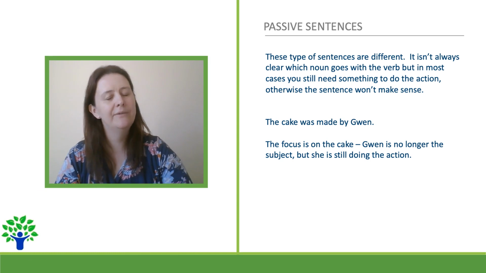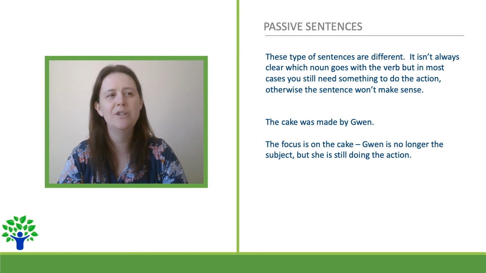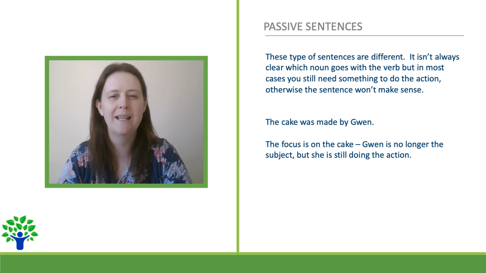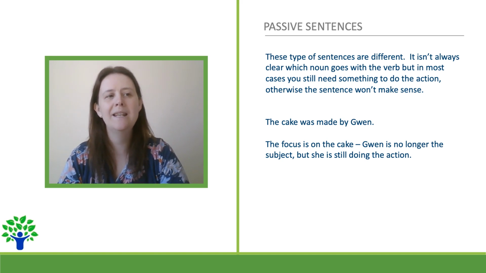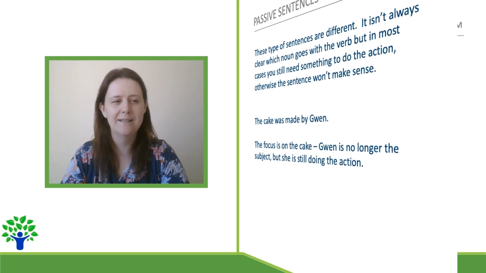Sometimes they can be used slightly differently, so they can be used in passive sentences, and it's not always clear which noun goes with the verb, but in most cases you still need something to do the action, otherwise the sentence won't make sense. So here's an example of a passive sentence. The cake was made by Gwen. So the focus is still on the cake, but Gwen is no longer the subject, but she is still doing the action. So you still need a subject and verb in every sentence.